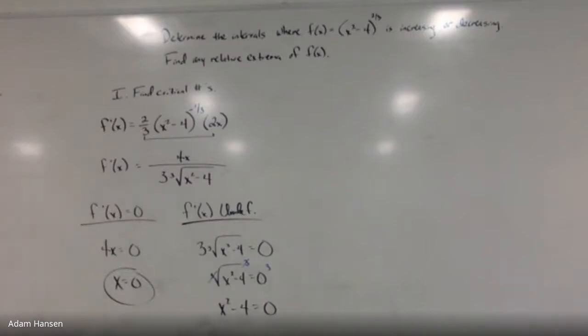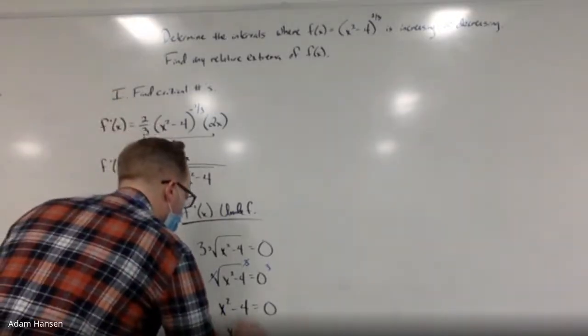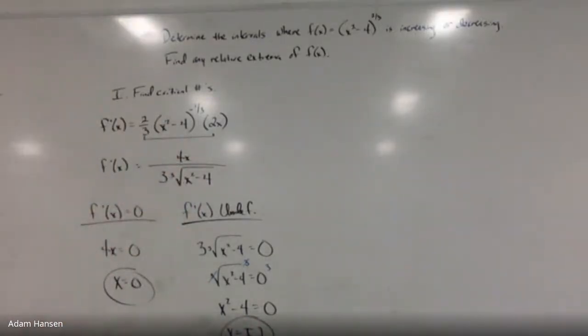I could keep solving, but maybe we can figure it out for ourselves by now. 2 and -2, plus or minus 2. 2 squared is 4, 4 minus 4 is 0, so that sounds right. -2 squared is also 4, and 4 minus 4 is still 0. We have 3 critical numbers at 0 and plus or minus 2. I know the derivative changes sign possibly at 0, -2, and +2.